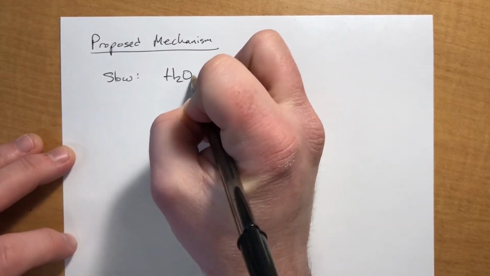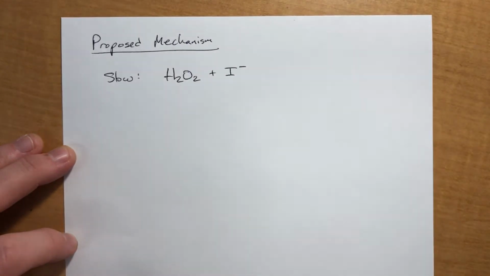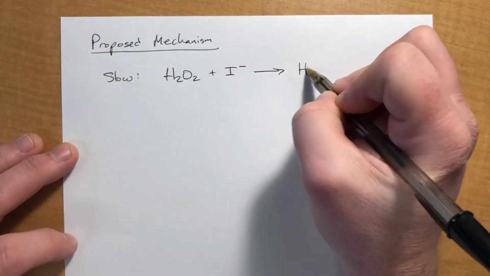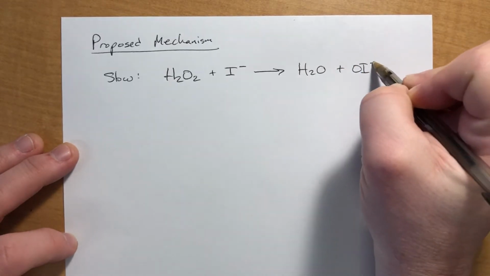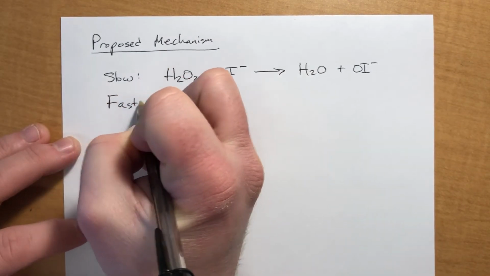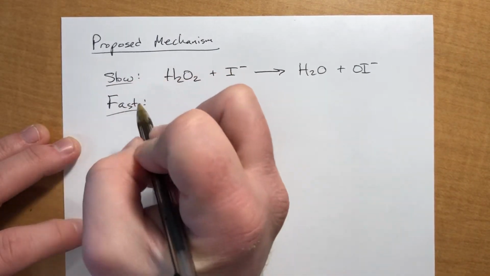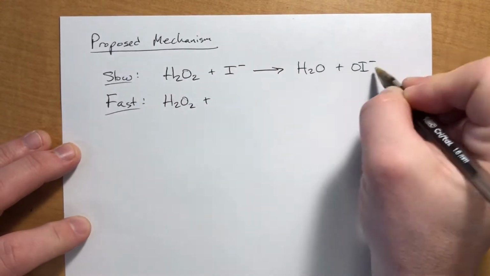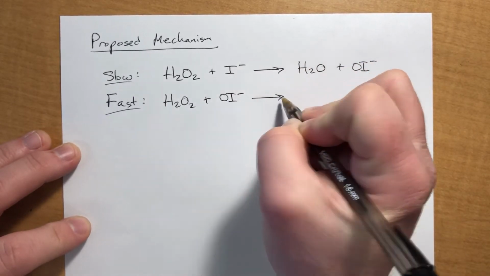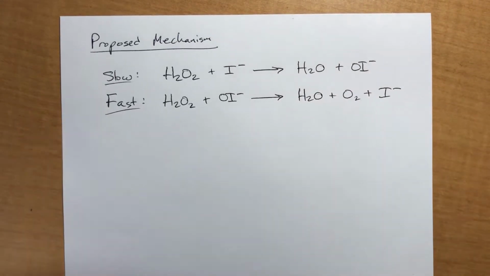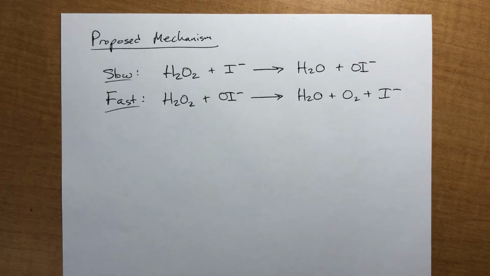The first step is that H2O2 reacts with iodine with a -1 charge. What happens is basically it steals one of the oxygens, so we end up with H2O and OI minus. The fast step then turns around and we have H2O2 reacting with this OI minus, and we form water and oxygen and I minus. This is the proposed mechanism for this reaction.